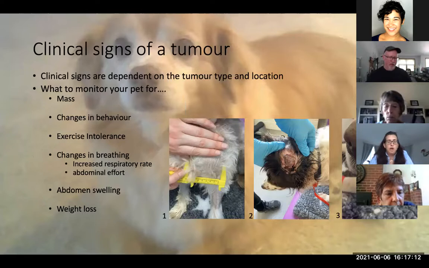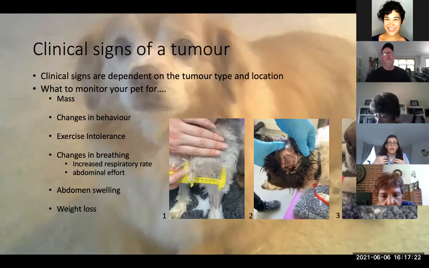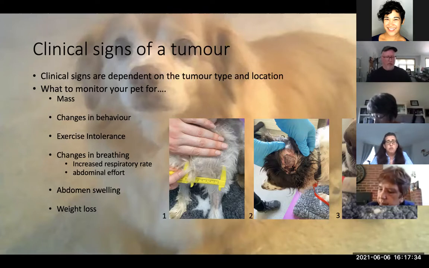I've actually put 3 pictures up here that are of masses. That's the first thing that you're going to look at and say, I see something, it's a mass. So, should we go to the next step? Should we bring our pet in for a workup on that? Something else you may see is change in behavior, exercise intolerance, changes in the way that they breathe or the effort that they use, abdominal swelling, and weight loss.